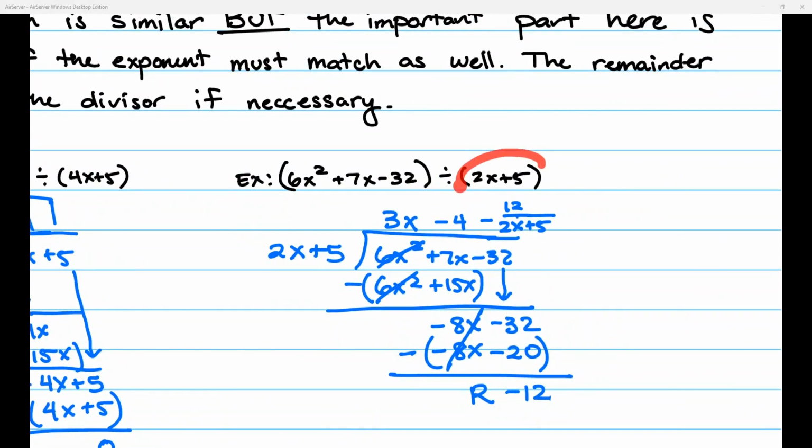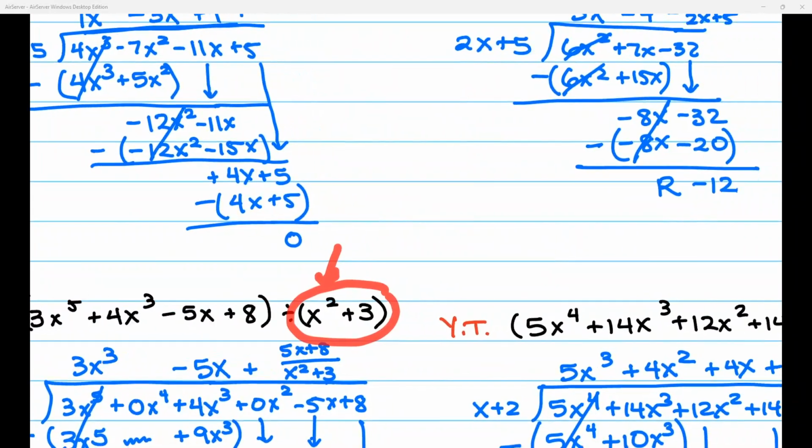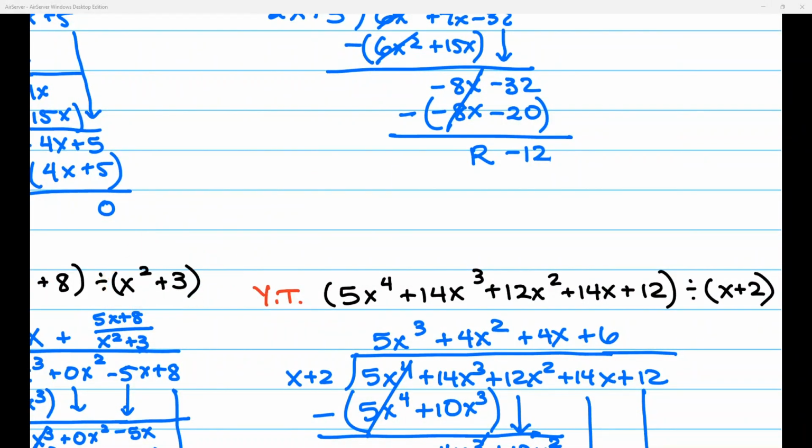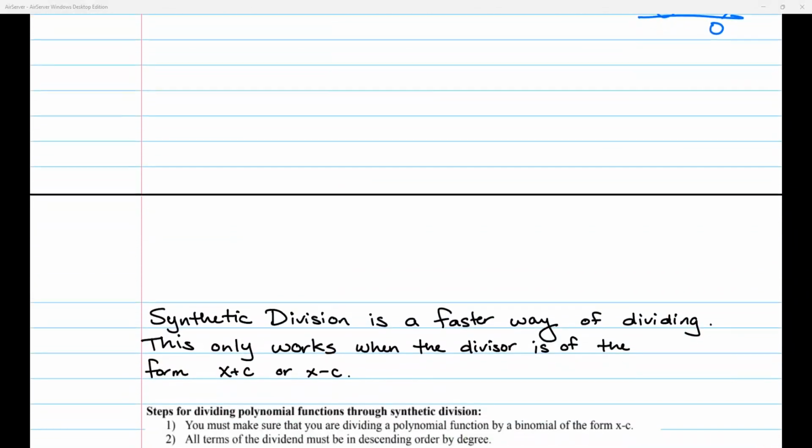I wouldn't be able to use synthetic division on this one because, again, there's a 2 in the front that's in the way. I wouldn't be able to use synthetic division on this one because it's an x squared instead of just an x, right? However, I will be able to use synthetic division on this one because it's x plus 2. Again, as long as it's x plus a number or x minus a number, then you can use synthetic division. So there is a drawback to synthetic division. That's why we can't always use it, even though it's much, much faster.